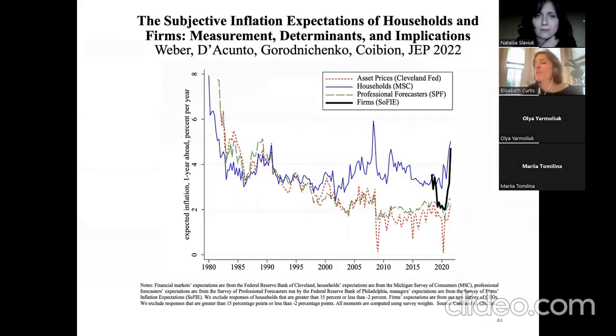So this is a chart from one of Horodnichenko's recent papers published in the Journal of Economic Perspectives.